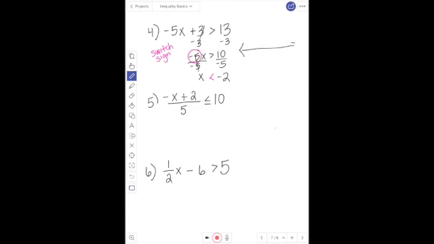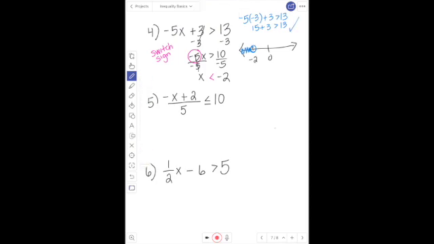So on my number line, I have 0, -2. Now it's less than. So we're going to have an open circle at -2 and shade to the left. So again, if I pick anything that's less than -2, so if I do -3, -5 times -3 plus 3 is greater than 13? Well, negative 5 times negative 3 is 15. 15 plus 3 is going to be 18. 18 is greater than 13. So this is a true statement. Okay, so that does work.